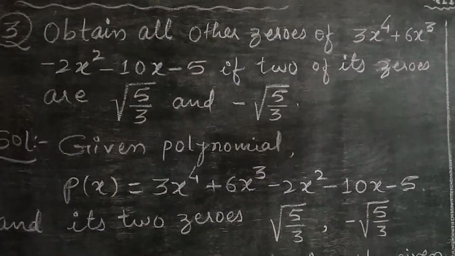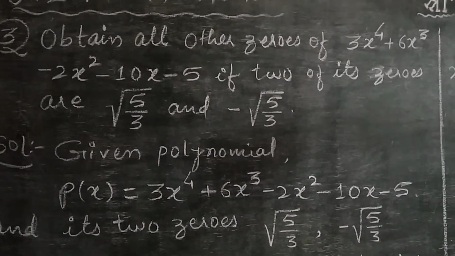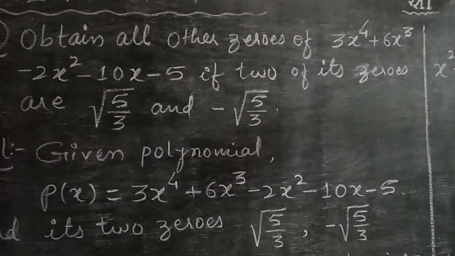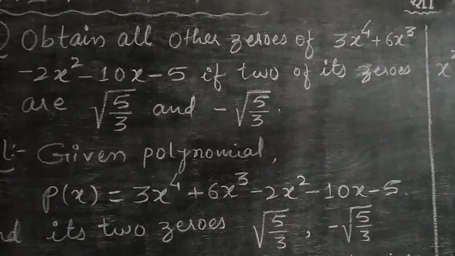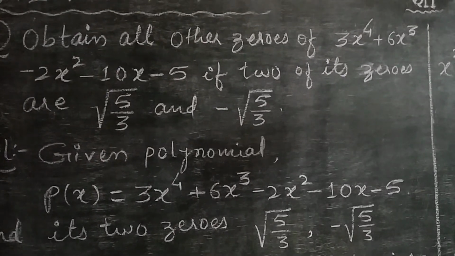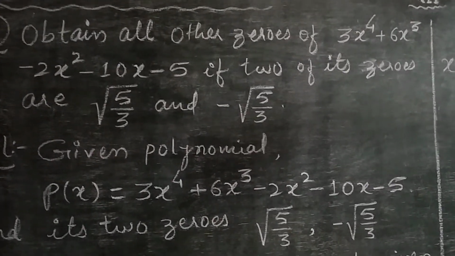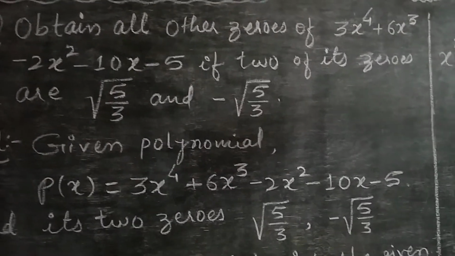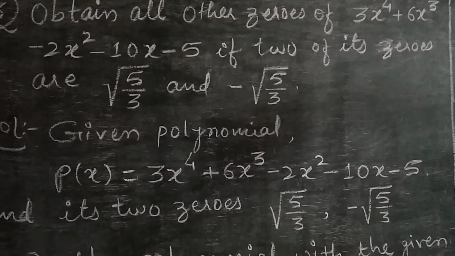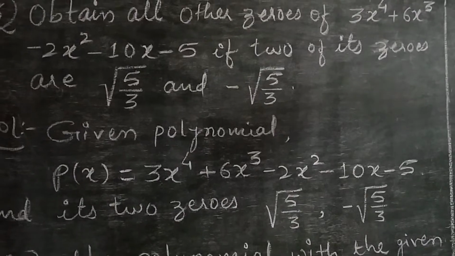Now we will take the next question. Obtain all other zeros of 3x to the power 4 plus 6x cube minus 2x square minus 10x minus 5, if two of its zeros are root 5 upon 3 and minus root 5 upon 3.